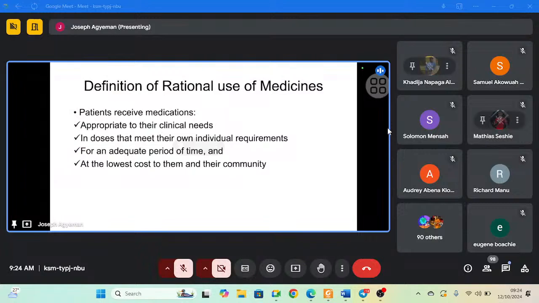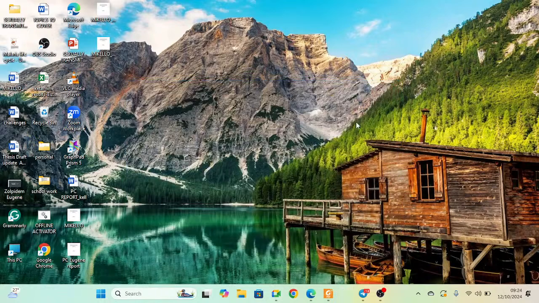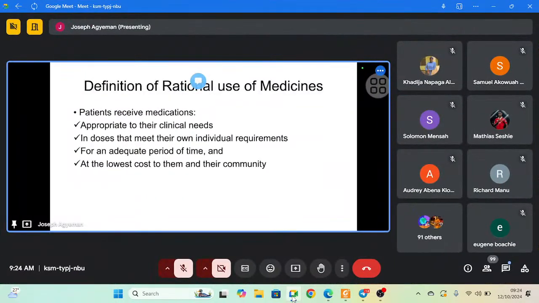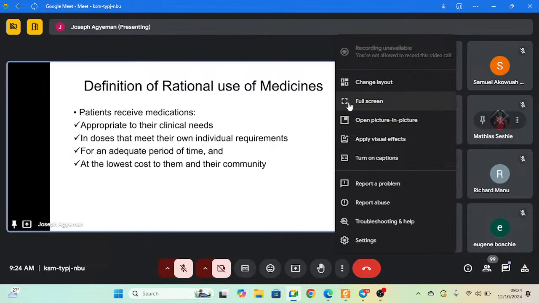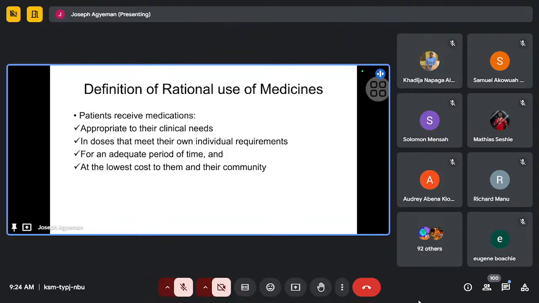You should be able to secure all the four before you can confidently say that you've achieved rational use of medicines: the appropriate drug meeting the clinical needs of the patient, the dose that meets that person's individual requirements, adequate duration of therapy, and the lowest cost favorable to the person and the community. Do not miss even one, because if you do, then you've not used that type of medication rationally.